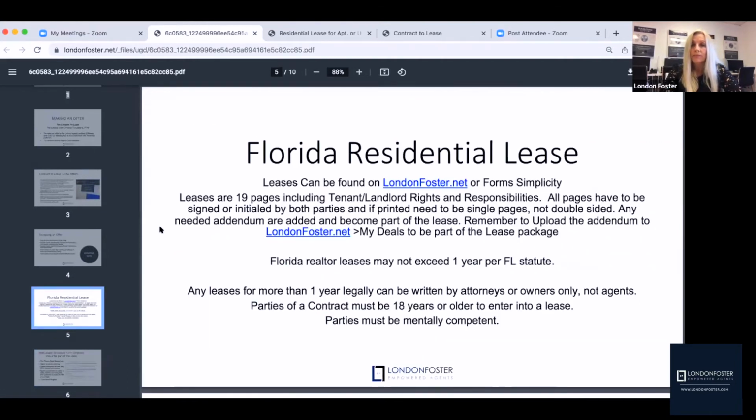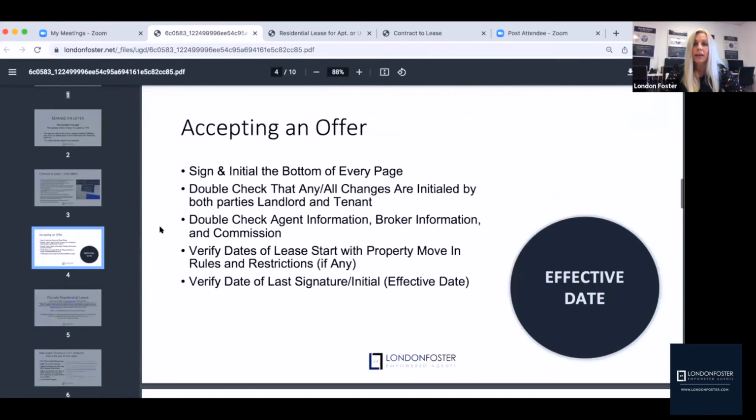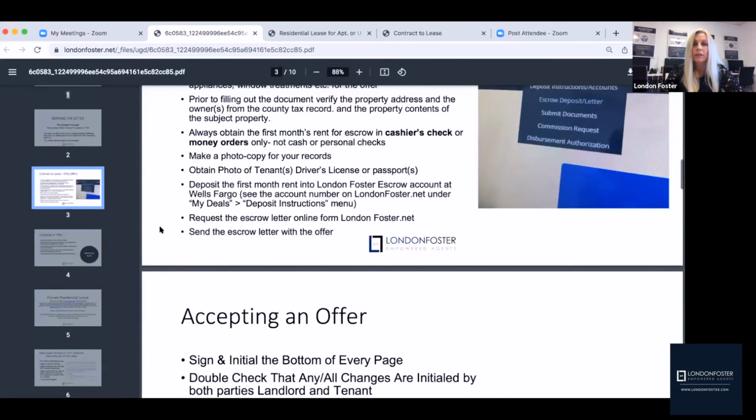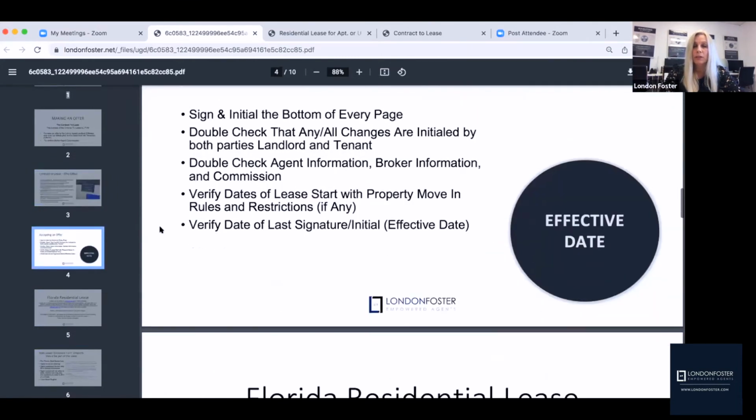Okay, so let's see. I'm going to go over the actual contract to lease. I think it's here. Sorry, we just moved this around, so I'm going to look.